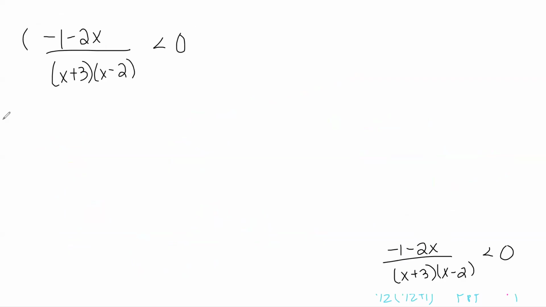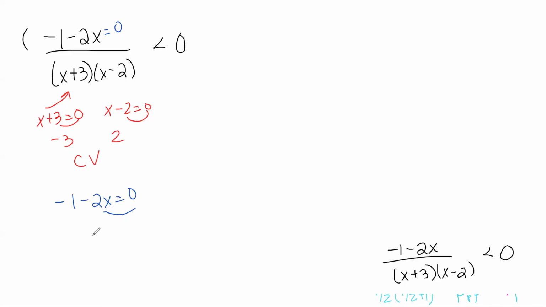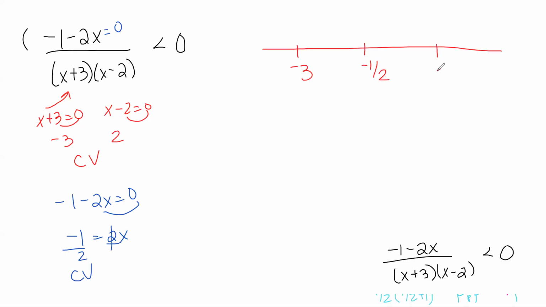Okay. Set the bottom equal to 0 to find these critical values. So that would be x plus 3 set to 0, x minus 2 set to 0. There's our bottom critical values. Now set the top equal to 0 to find the top critical value. Okay, there's our top critical value. Put your critical values on a number line, smallest first. So go least to greatest always on your number line.